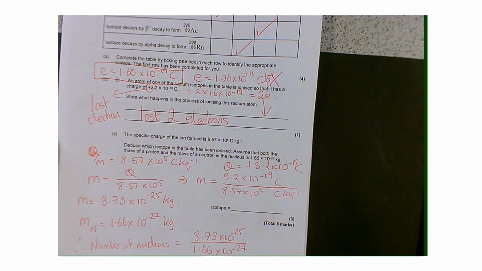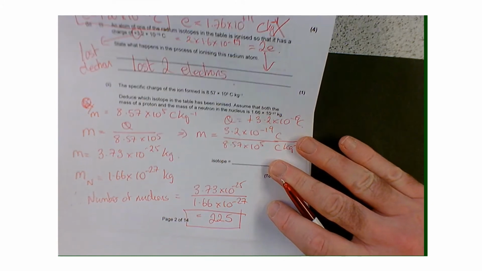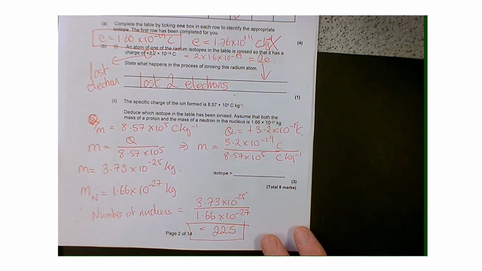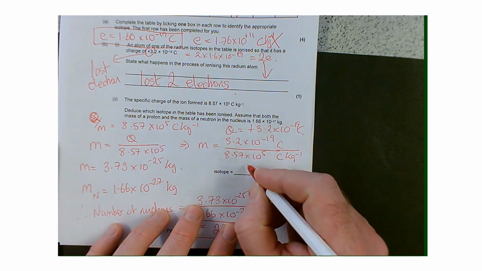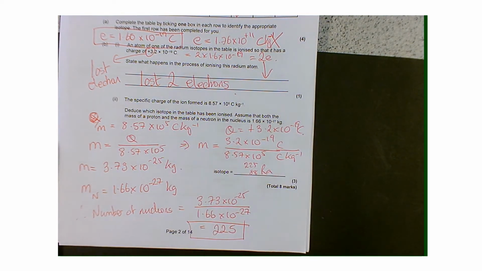Which gives me an answer of 225. Okay, so now I've written it out very large just so that it's clear on the screen, but it is important that you try and do these calculations so that you're able to logically follow your steps, and that gives us the answer 225. So we've got 225.88 radium is our answer.